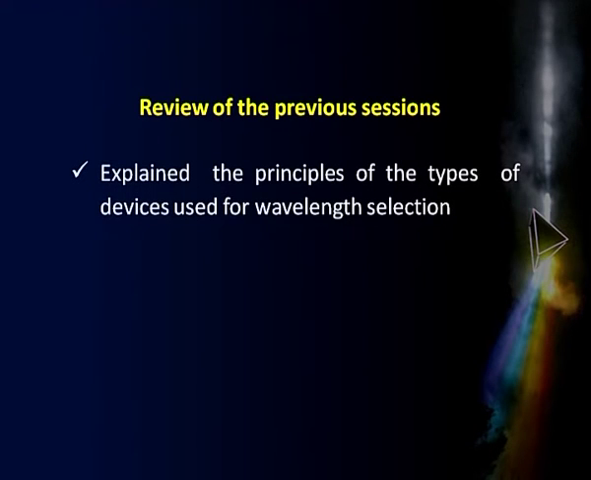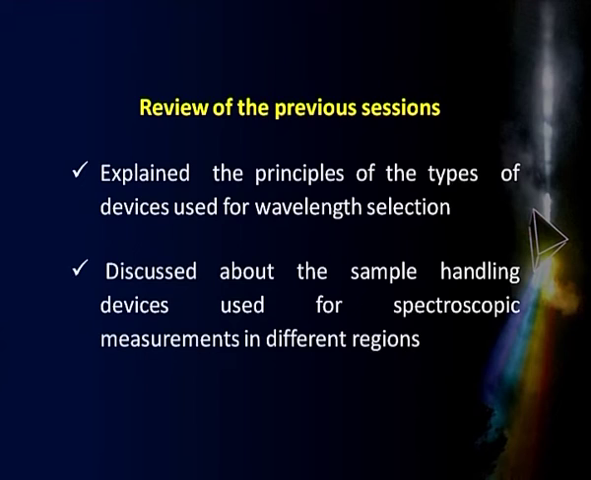Then we explained the principles of the type of devices used for wavelength selection. Therein we talked primarily about the monochromators, and we did talk something about the filters as well, which are the crude devices used in visible spectrometers. And in the context of monochromators, we talked about 2 types, that is the prism based monochromator and the grating based monochromator. And thereafter, we discussed the sample handling devices used for different purposes, and we realized that the basic premise of all this is that the material we use for the sample handling device must be transparent to the kind of radiation being used.